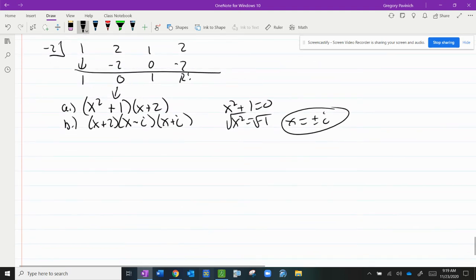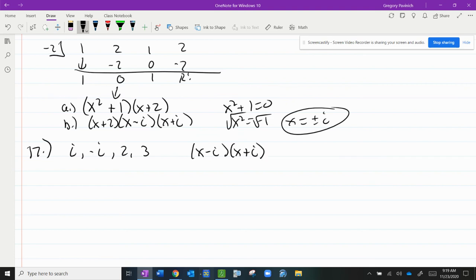Okay, number 17. Okay, so i, -i, 2, and 3. But this is a nice one for roots. So they gave me both complex. I didn't have a hidden one. So I'm going to multiply the real ones out. I always like doing my real numbers. And then these are already complex conjugates, so x squared, and then this is going to be a plus 1.